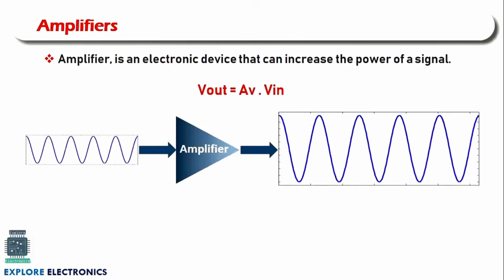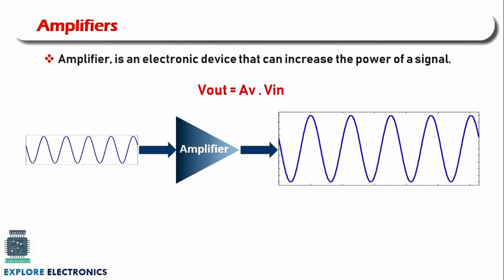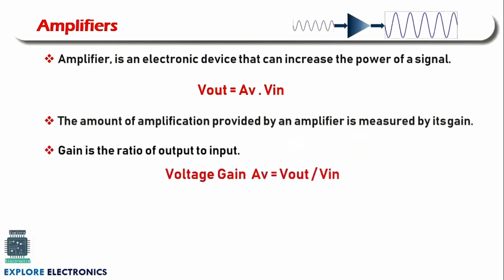So we say the output of the amplifier V out will be equal to AV times V in. What is AV here? AV is the gain of the amplifier. The amount of amplification produced is called gain. So the expression for gain can be written as V out divided by V input.